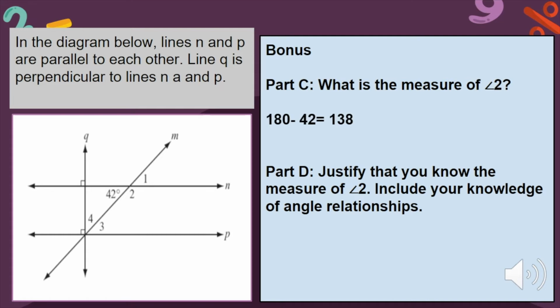180 minus 42 equals 138. So I could say that the measure of angle 2 is 138 degrees.